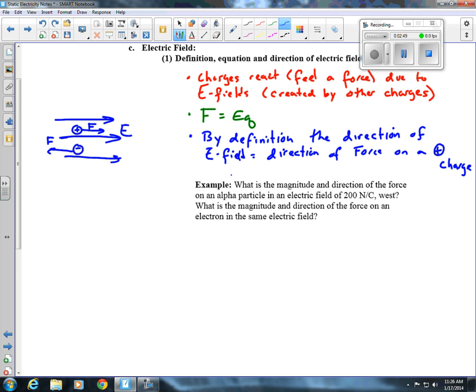So we have an example here. I'm going to call this part A here, and then we're going to have part B here. A is going to be with the alpha particle, B is with an electron. So in part A, what is the magnitude and direction of the force on an alpha particle in an electric field of 200 newtons per coulomb west?